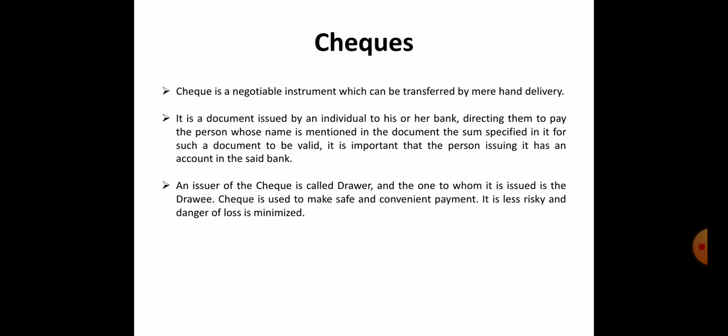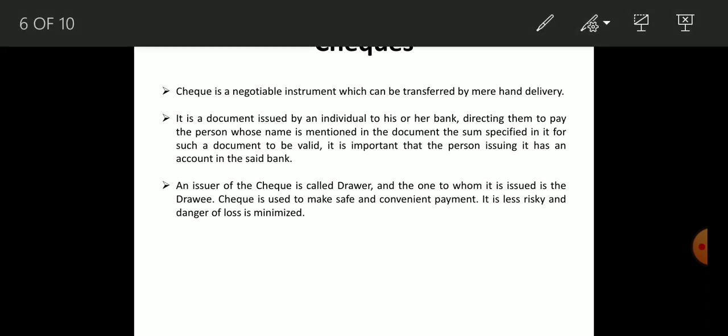If we cross the check, it is also known as an account payee check. At the top left of the check, we mark two lines, which is known as an account payee check. If we want to deposit the money into another person's bank, we mark two lines on the top left of the check. The amount should be transferred to the other person's bank account. That is more safe.